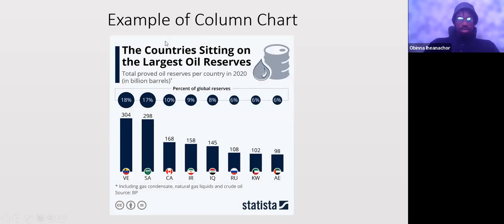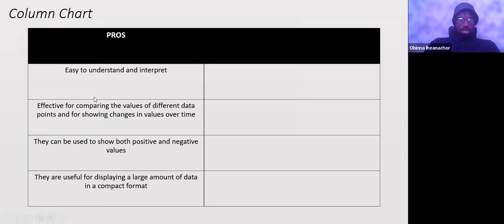So here you can see this bar here, right? Showing you countries and their oil reserves. So you see Venezuela, Saudi, Canada, etc. So the pros of the column charts is they are easy to understand, and also effective for comparing values of different data points and showing changes over time.